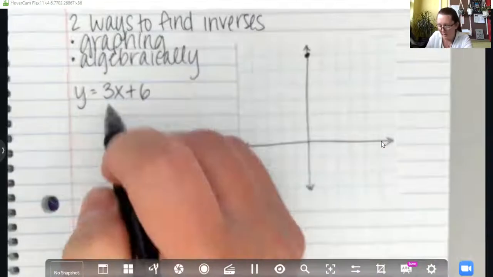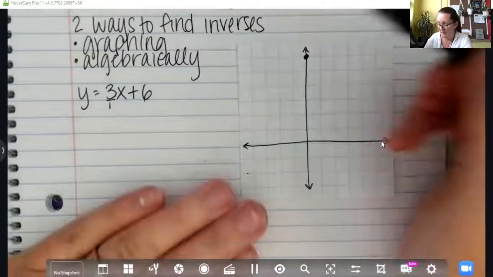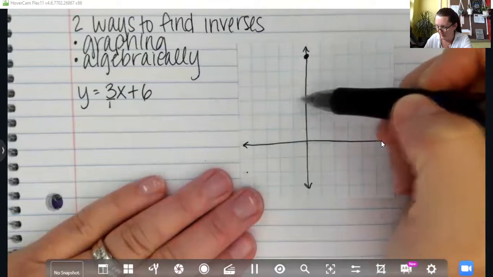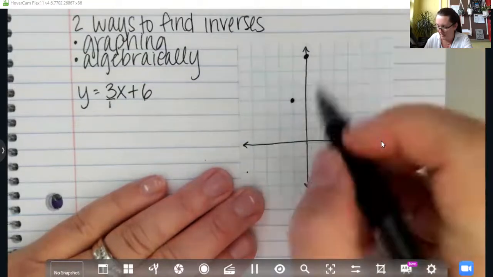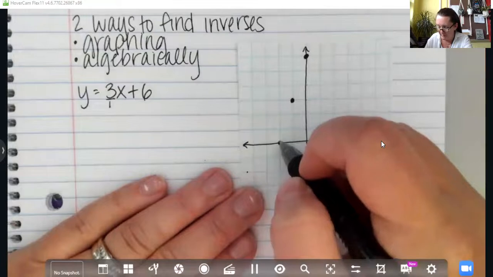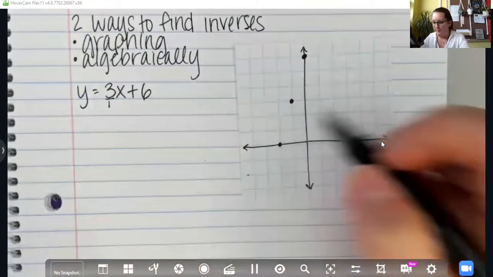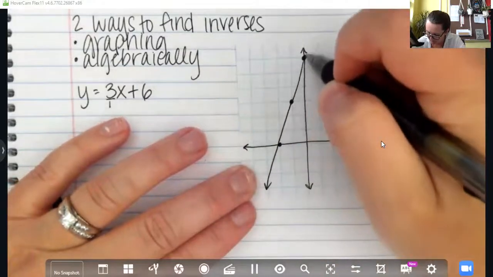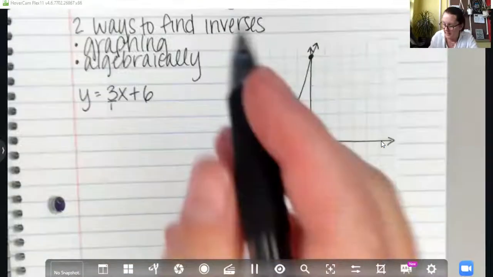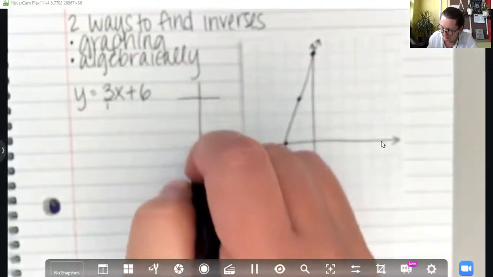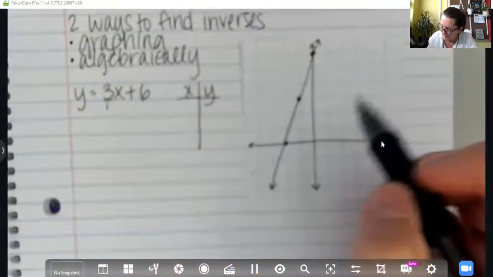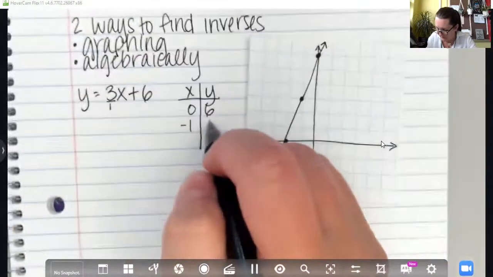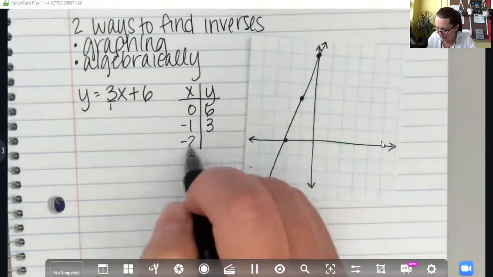I need to go up 3 and over 1 for my slope, but if I go up this way and over that way, it's going to run into my paper. So I'm going to go down 1, 2, 3 and over this way, which is the same thing. I'm going to do it twice. So I have my linear function here through 3 points. Let's see what this table of values is just for these 3 points, x and y. I have 0, 6, and I have -1, 3, and then I have -2, 0.